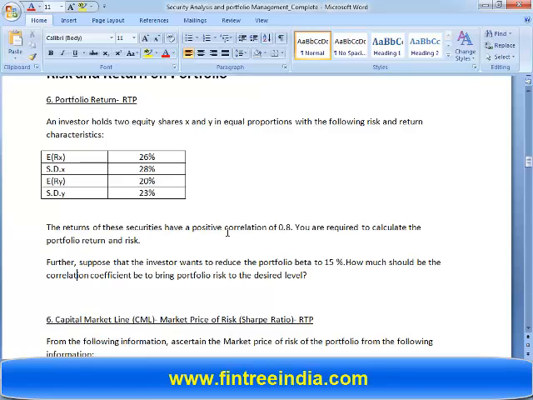Further, suppose that investor wants to reduce the portfolio standard deviation to 15%. How much should be the correlation coefficient to bring the portfolio risk to the desired level? This is not beta, this is standard deviation. To 15%, how much should be the correlation coefficient to bring the portfolio risk to the desired level? Clear? So how will we solve this?